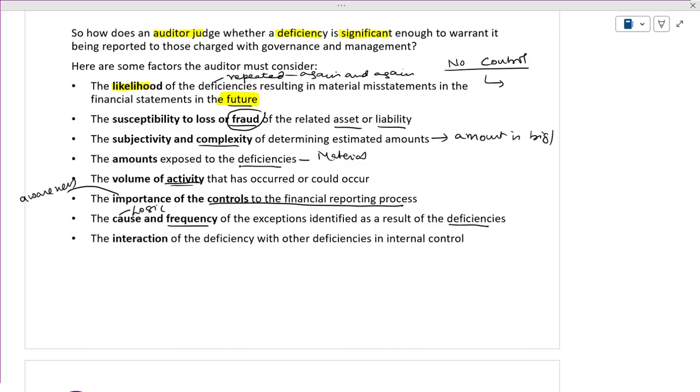The interaction between a deficiency and other deficiencies means that if you don't have internal controls in one place, what is the audit risk we say? In audit risk we say it is an inherent risk. What is the audit risk? We say it is a control risk. We are going to say it is a detection risk.